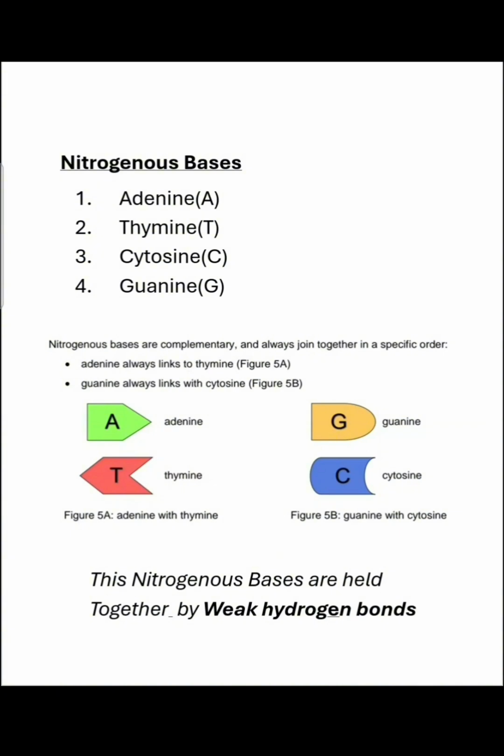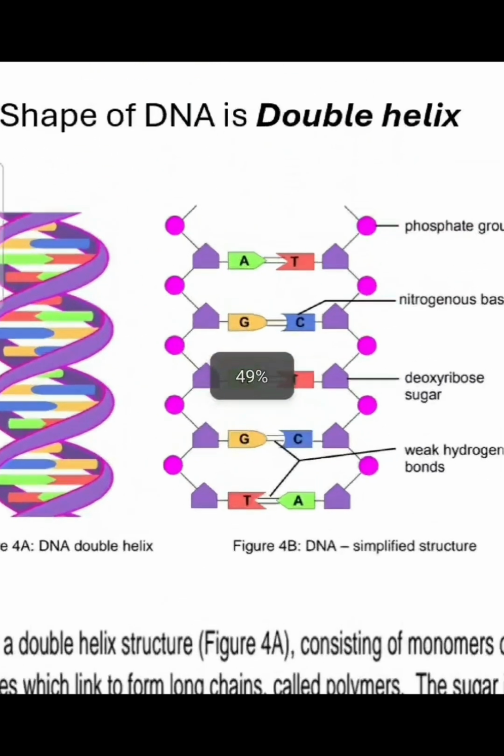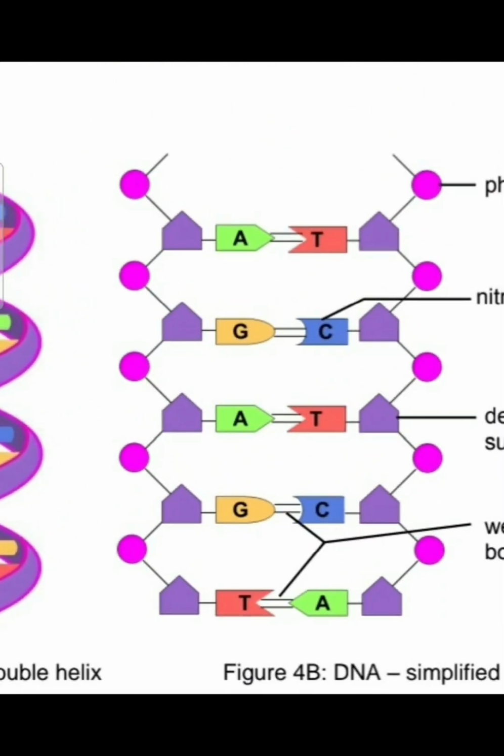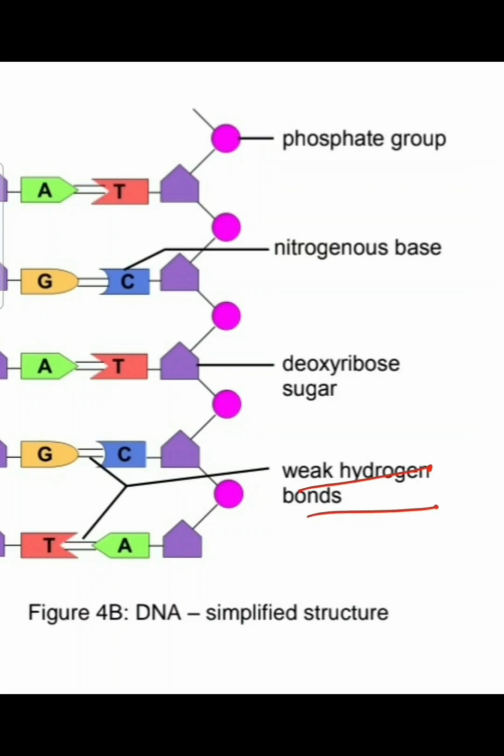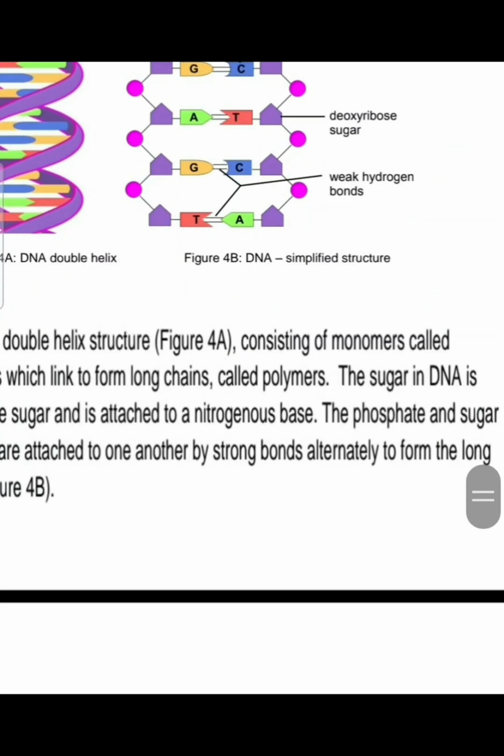These nitrogenous bases are held together by the weak hydrogen bond. You should know this because they can ask you this question in the exam. You should know that the nitrogenous bases are held together by the weak hydrogen bond. And as you can see here, this is the weak hydrogen bond, right? And I think it's also labeled here, weak hydrogen bonds. So you should know that.